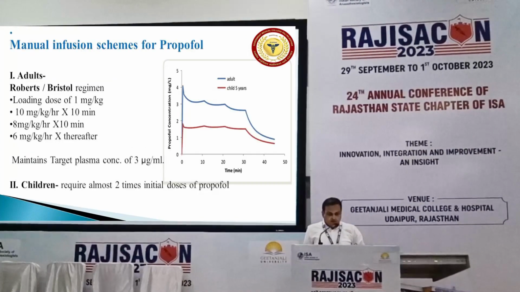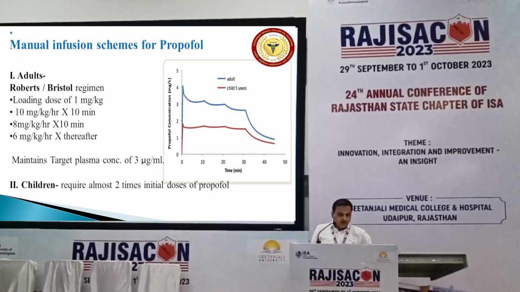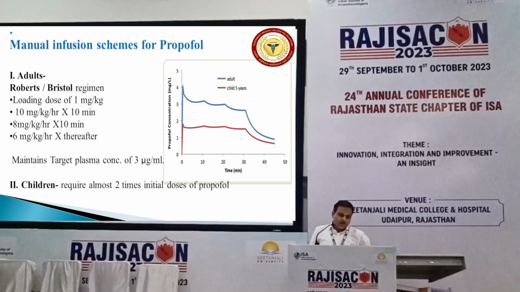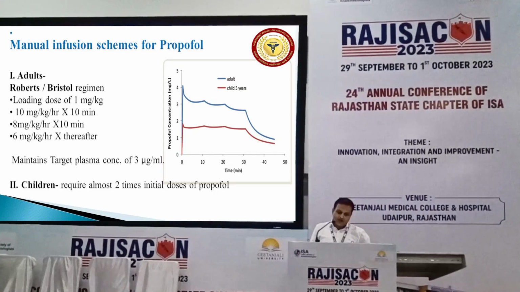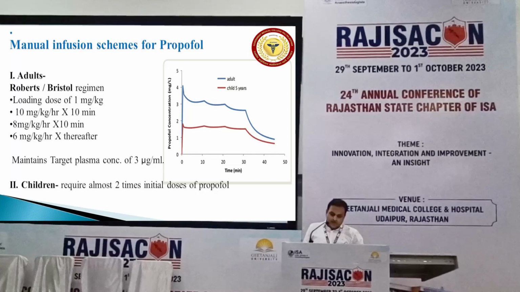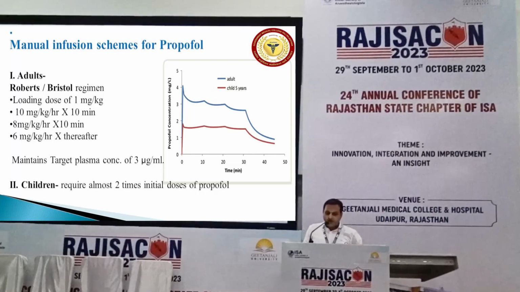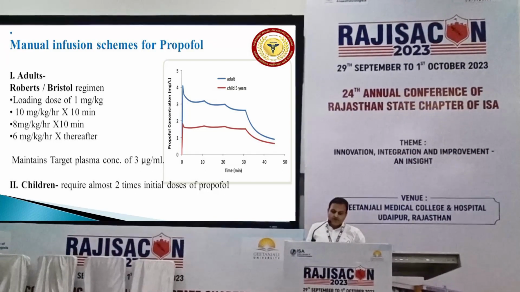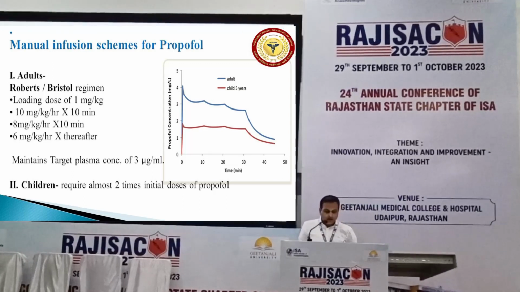Manual infusion scheme for propofol. In case of adults, the Roberts and Bristol regime is the popular regime. In this, an initial loading dose of 1 mg per kg is given, followed by 10 mg per kg per hour for 10 minutes, 8 mg per kg per hour for another 10 minutes, and 6 mg per kg per hour for the remaining time, to achieve the target concentration of 3 microgram per ml.